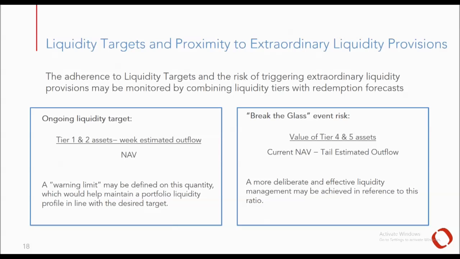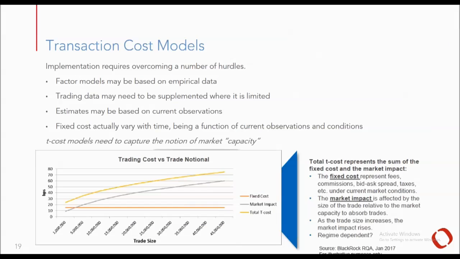On the other side, one can estimate the possibility of liquidity shocks happening by taking the market value allocated to those tiers, which are at the lower end of the liquidity spectrum, and expressing them as a percentage of whatever NAV would be remaining following a tail estimated redemption. And this is an extreme redemption, and again allows an investment manager to start acting before, and allows for a much more deliberate response.